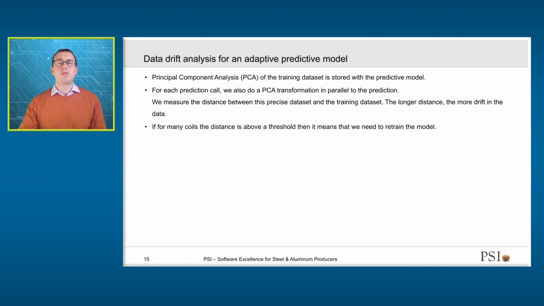In practice, we store the principal component analysis transformation of the training data, and we continuously calculate the distance with the principal component analysis transformation of the data for each prediction request. In this way, we can measure how far this dataset is from our training dataset. If this distance is above a threshold for many materials, then it means that we need to retrain the model.